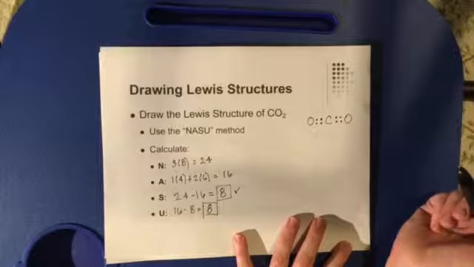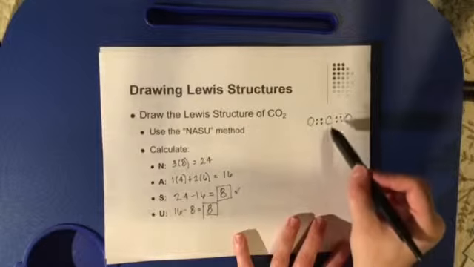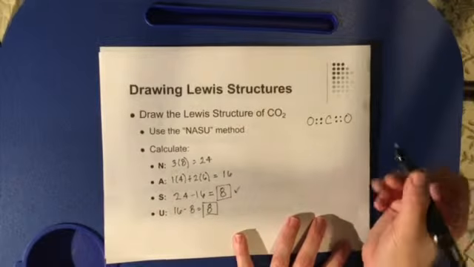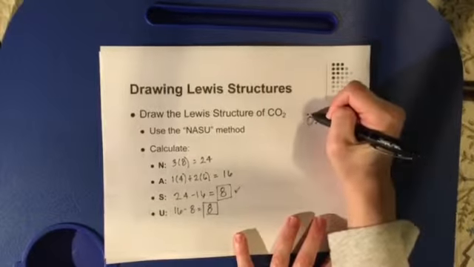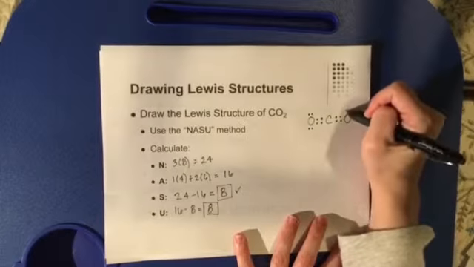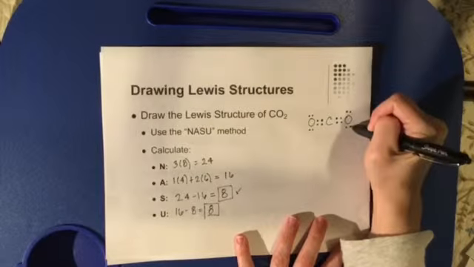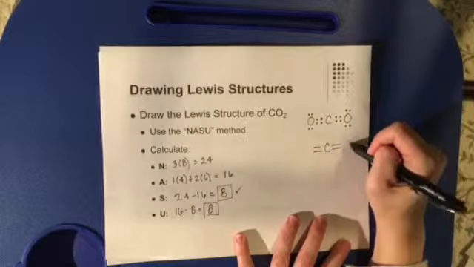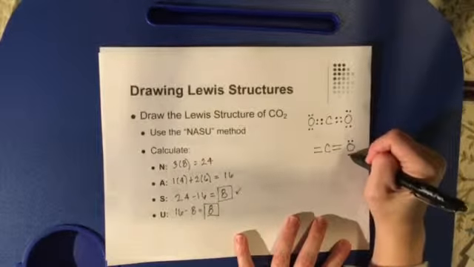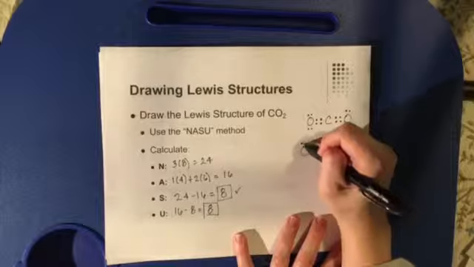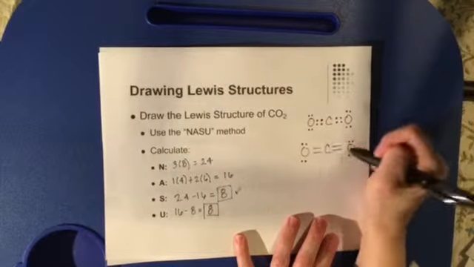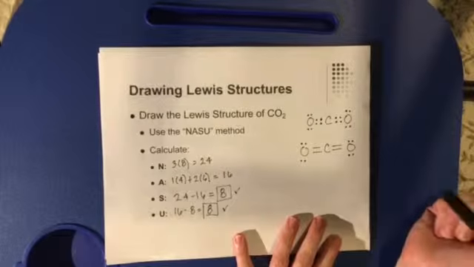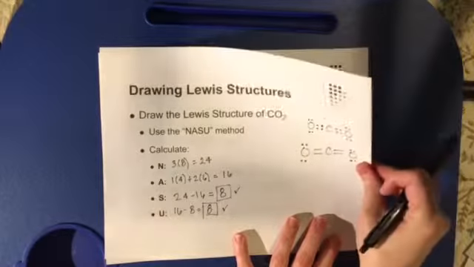Unshared is 8. And so this carbon is happy. It has 8. 2, 4, 6, 8. Each oxygen, though, needs 2 more. So we're going to put 2, 4, 6, 8. And so this looks like this, where you have oxygen with 2 lone pairs. You can go through and count and make sure everybody has its octet satisfied, which it does.